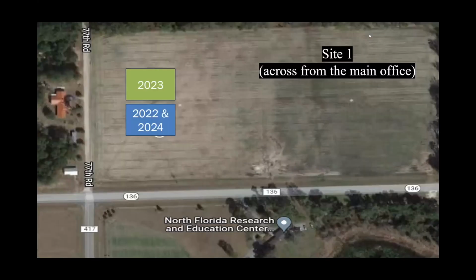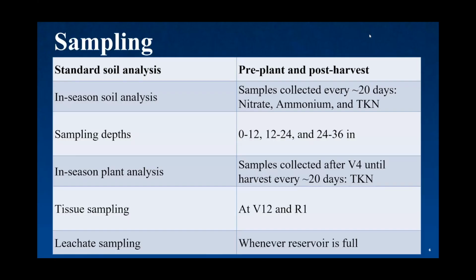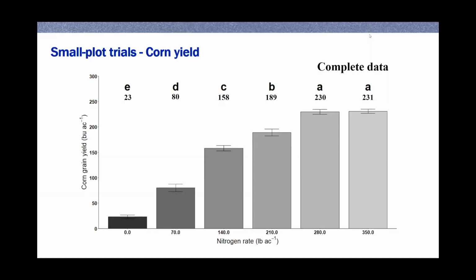So the small plot research was done on the station. There was site 1 across 3 years. This is site 2 across 3 years. The sampling techniques followed were every 20 days for soil and plant sampling, and 3 depths were followed, and these were also followed on the on-farm trials.